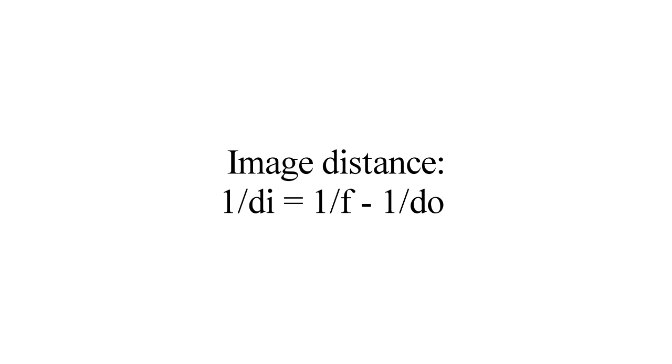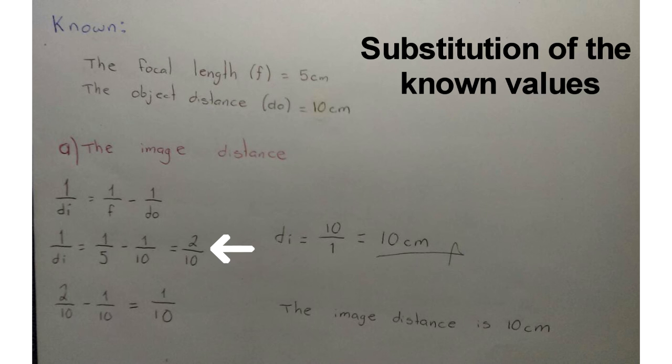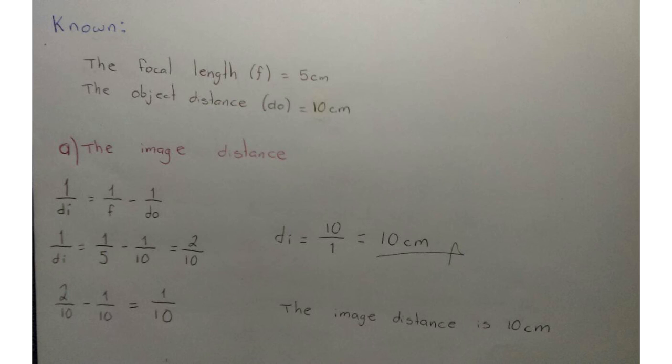First of all, we need to calculate the image distance. The formula says 1 over d_i equals 1 over f minus 1 over d_o, equals 1 over 5 minus 1 over 10, equals 2 over 10 minus 1 over 10, equals 1 over 10. d_i equals 10 over 1, which equals 10 centimeters. The image distance is 10 centimeters.